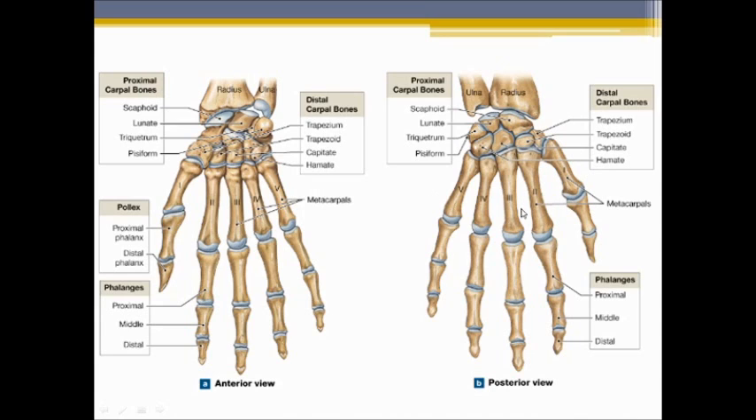For the metacarpals, you would name them depending on which finger you're looking at. So from the thumb, medially, 1, 2, 3, 4, 5. And then with the phalanges, they are proximal, middle, and distal. With the thumb, it only has a proximal and a distal, no middle phalange. On the anterior view, you can also see the pisiform, which hangs off of the triquetrum.